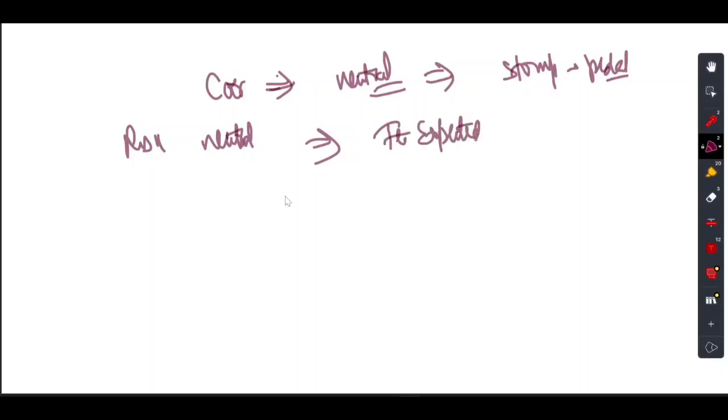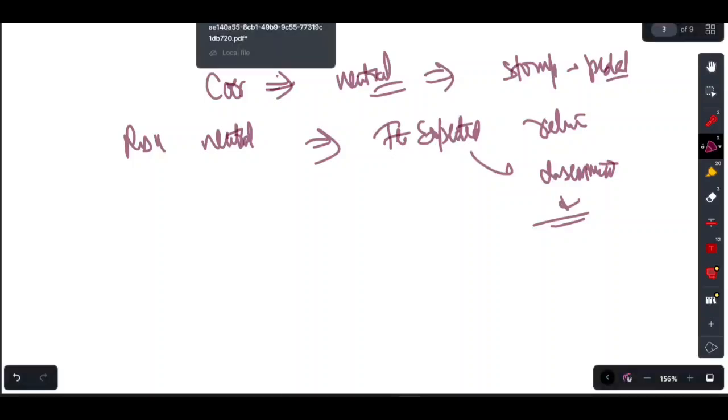Risk neutral means what? Expected return has got disconnected and mathematically irrelevant. Just coast on the risk-free rate. That's it. I hope this is crystal clear now.